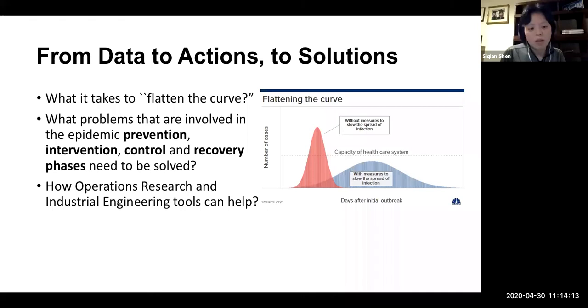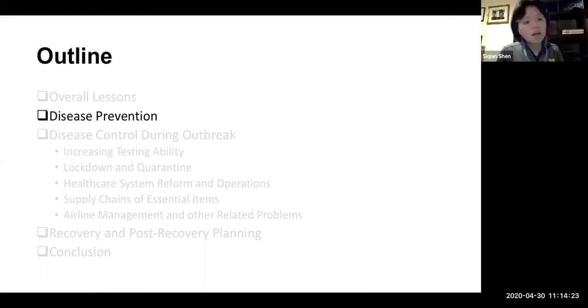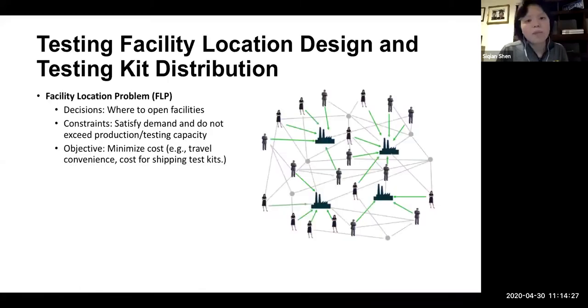But different domains, as Jack was mentioning at the beginning, are trying their best to use their domain knowledge to help the very emerging situation right now. So in the prevention phase, the first thing I would like to mention is testing. Definitely testing is very, very important.